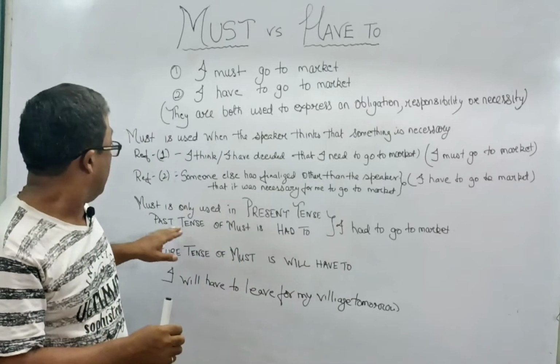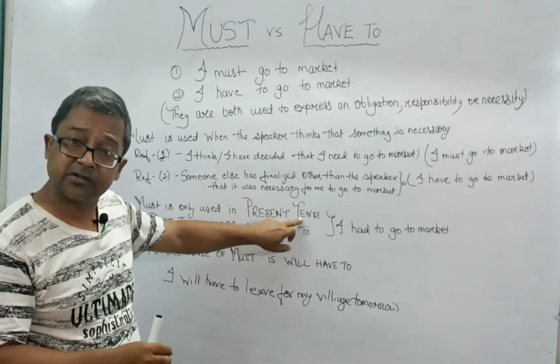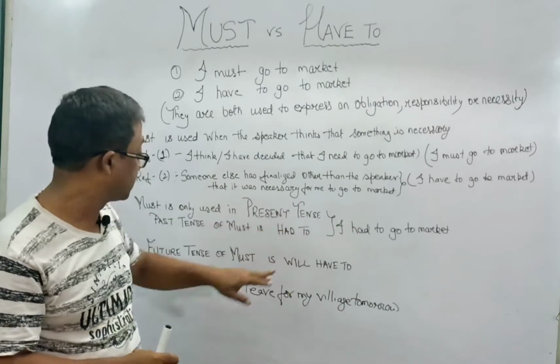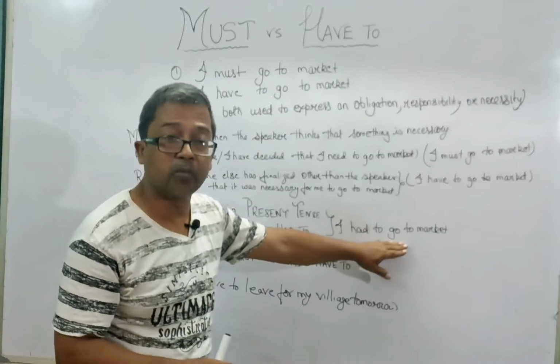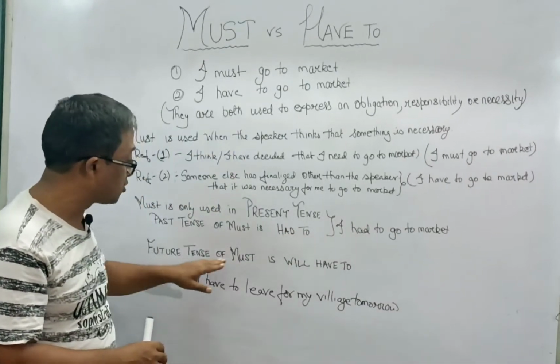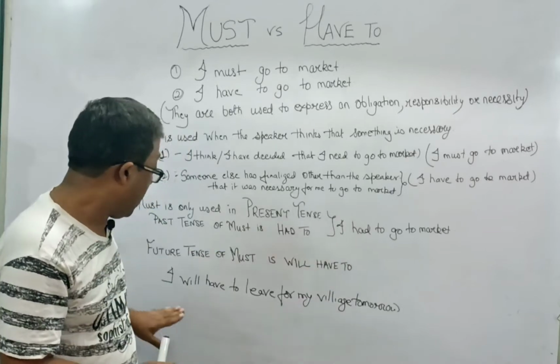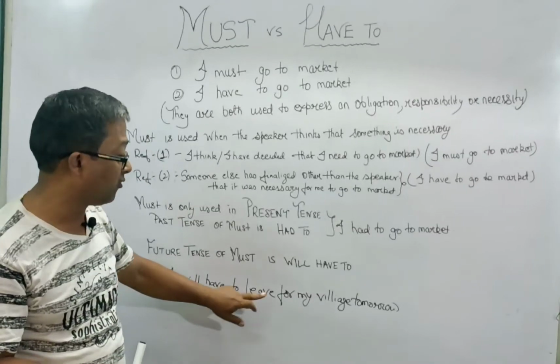Must is used in the present tense. Don't use it in the past tense. For the past we use had to: I had to go to market. The future tense of must is will have to: I will have to leave for my village tomorrow.